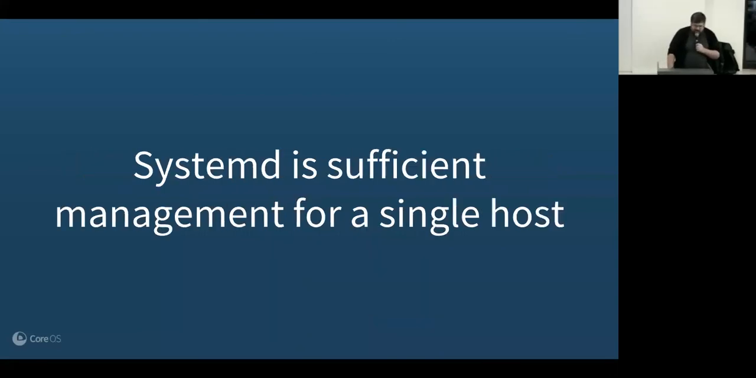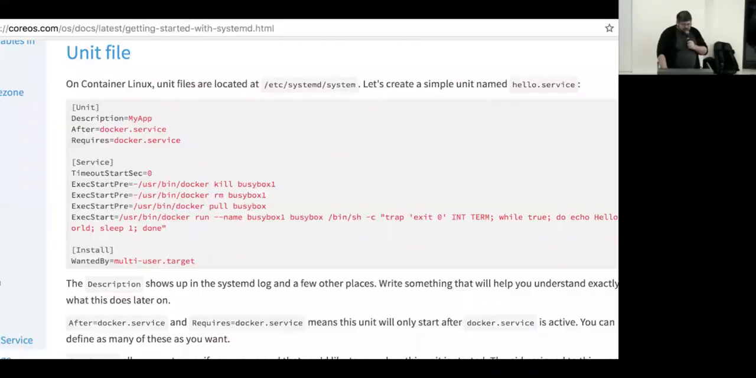Actually, if you're just running containers, systemd is sufficient for management on a single host. If you're plugging in a unit file, something like this taken from the CoreOS documentation, this is really all you need to run a container. You can see it's starting with some Docker commands for various hooks in the lifecycle of the container. It's telling it how to restart, what needs to be installed, what to do after the app crashes, that sort of thing. So unit files and systemd take care of a lot of what we care about.